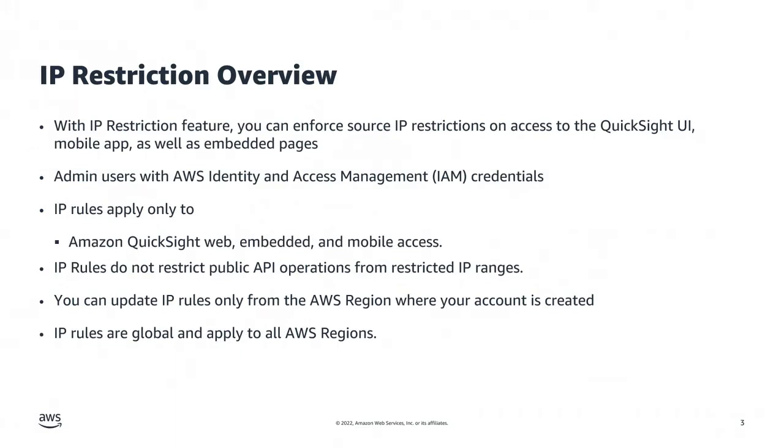And you can update IP rules only from the region where your account is created. What I mean is, let's say you have registered your QuickSight account in US East 1 as your primary region. These IP restrictions can be applied only from the base region where the account has been created. And finally, once these rules are applied, they apply globally to all AWS regions. It is not limited only to the base region. Okay, with that, let's start looking into the demo today.